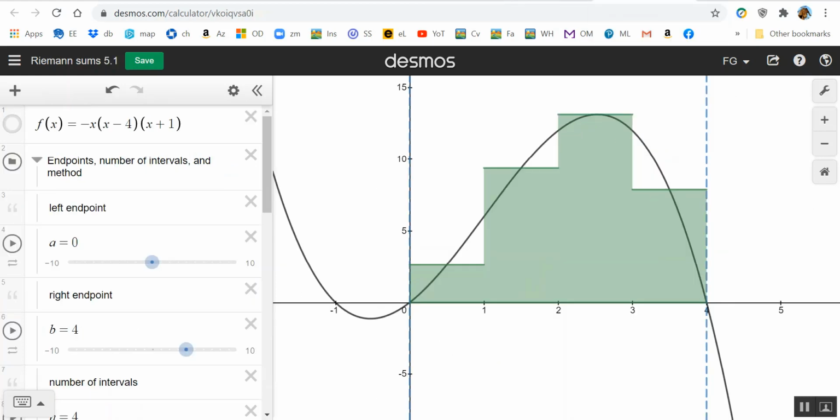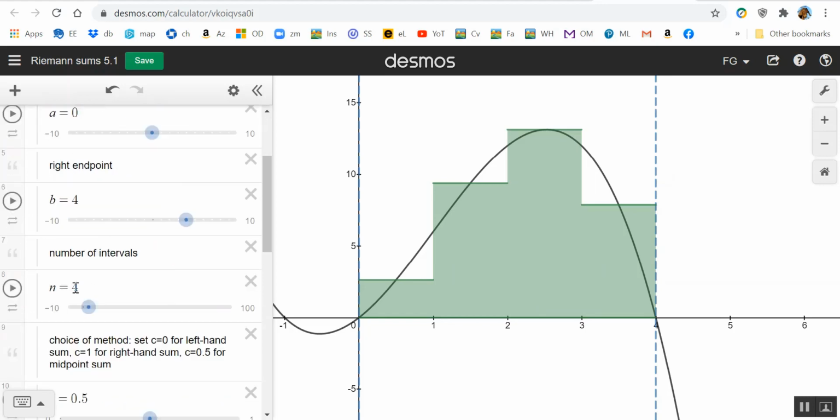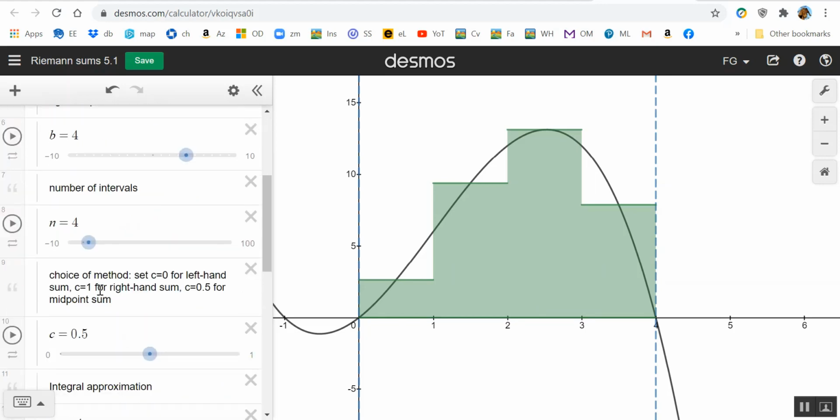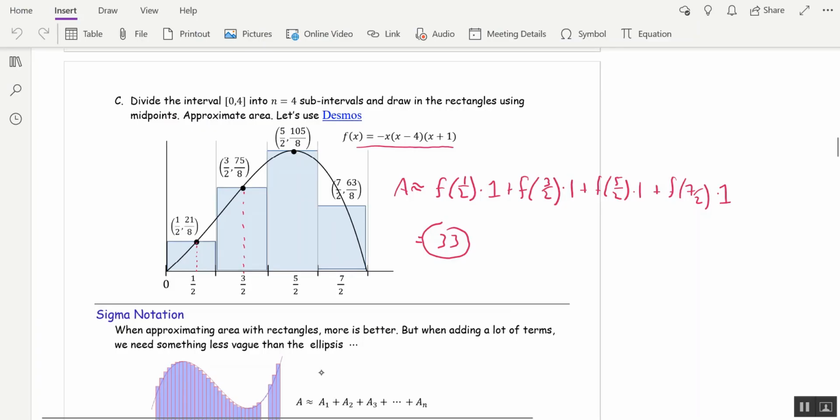All right, so I've already put our function into this one, and you can see that the picture agrees with the one I had in the lecture notes. I set A equal to 0. I set B equal to 4. I set N equal to 4 because I want 4 subintervals. And I wanted midpoint, so I set C equal to 0.5. If I'd wanted left, I'd set C equal to 0, and I would have gotten 30. We did that by hand, and we got 30 for left. Now Desmos does the arithmetic for us. For midpoints, we get 33. So we don't have to add up all those numbers by ourselves. This box right here will give you the sum. So that's 33.